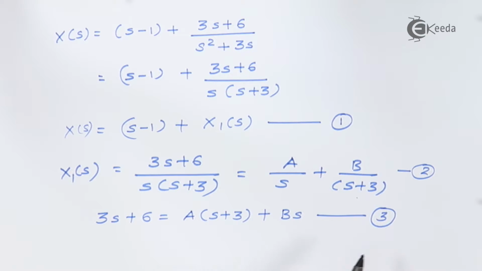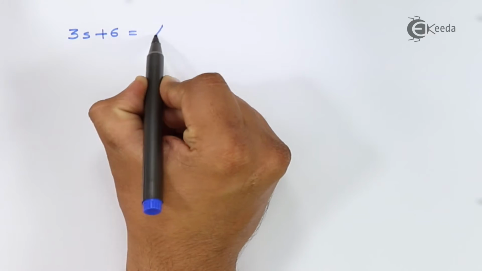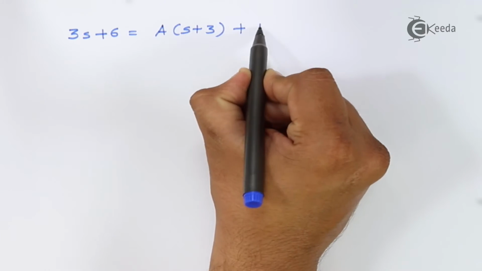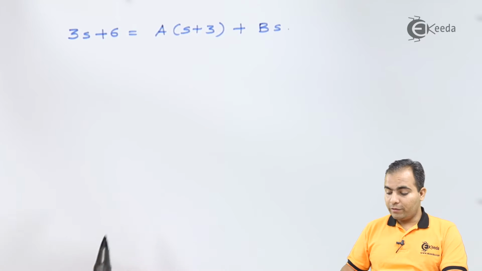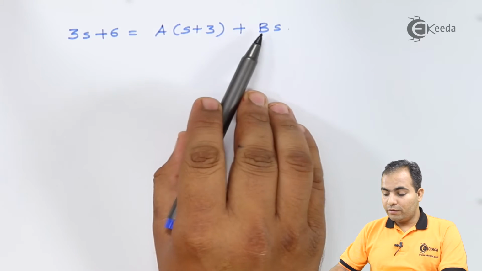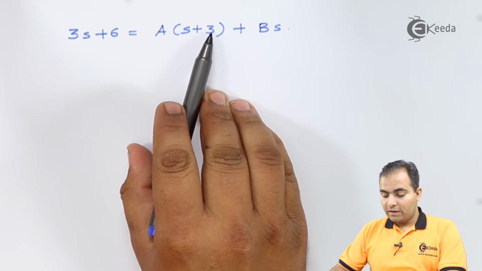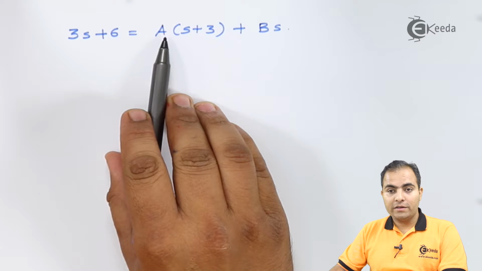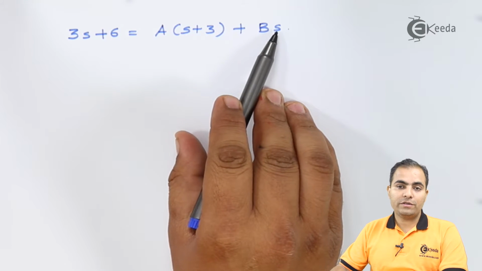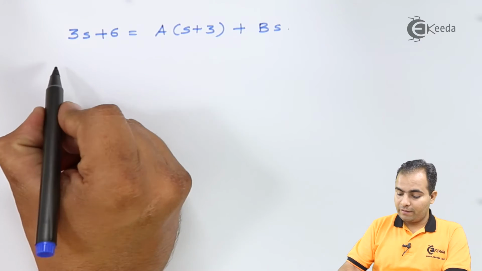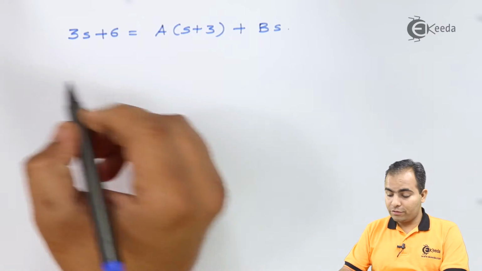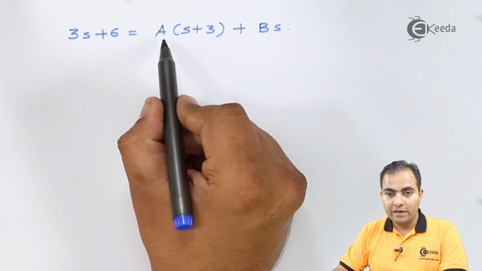Now what to do? Just substitute values of s in equation number 3 to get the values of the different variables, that is A and B. Now to find out the value of B, I will substitute s equals minus 3, and when you want to calculate the value of A, then I'll substitute s equals 0 in this equation. So first of all, I'm going to put s equals 0 to find out the value of A.